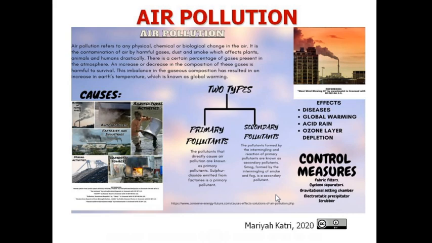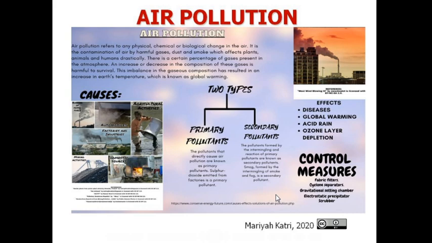Air contamination or air pollution. It refers to any physical, chemical or biological changes in the air, or it is a contamination of the air by harmful gases, dust and smoke which affect plants, animals and humans drastically. Now, what are the causes of this air contamination?